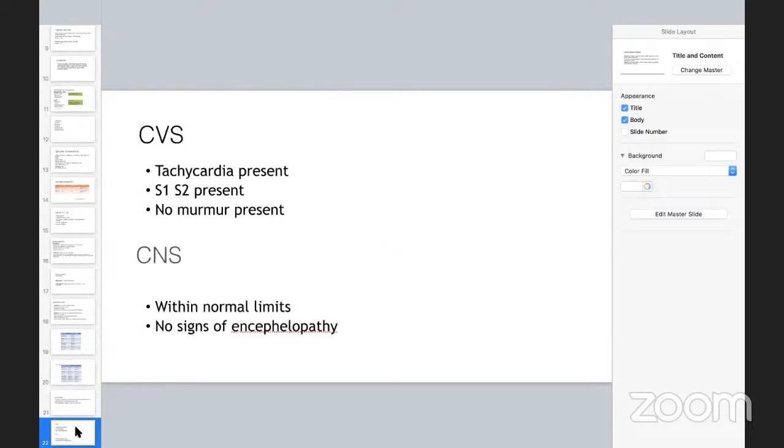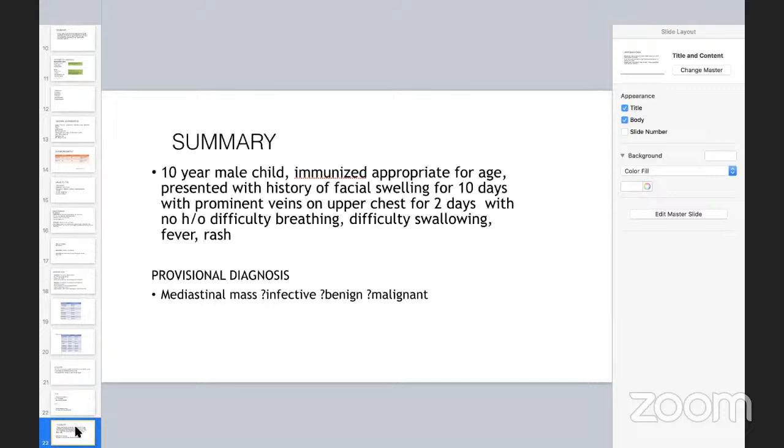CVS: tachycardia was mildly present. There were no added sounds beyond S1 and S2. CNS was within normal limits, and there was no sign of encephalopathy. A 10-year-old middle child, immunized appropriately for age, presented with a history of facial swelling for 10 days, with prominent veins on the upper chest for 2 days, with no history of difficulty breathing, difficulty swallowing, fever, or rash.